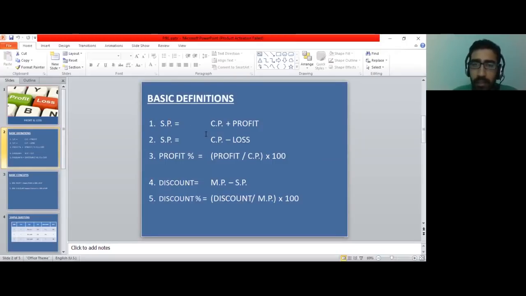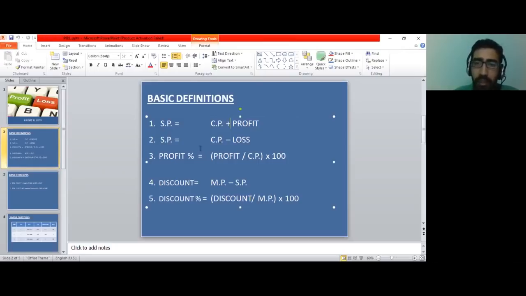Selling price as a result is always cost price plus profit. Selling price is simply cost price plus profit. In case you're incurring loss, or in case the person in the question, the shopkeeper, whatever it is, incurring loss, then selling price is cost price minus loss, whatever that loss is.